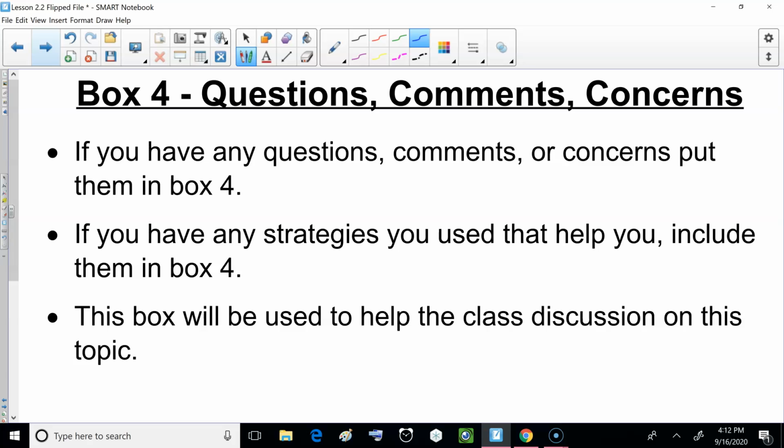As always, if you have any questions, comments, or concerns, feel free to write those down in your notebook, along with any strategies you use to help you solve them as well. This can help us as a class to come up with a better sense of learning how to multiply tens.